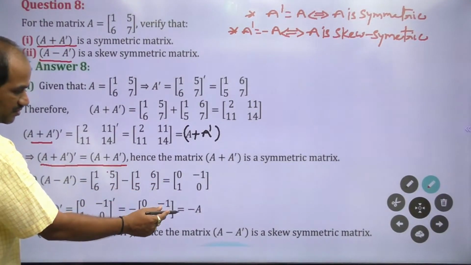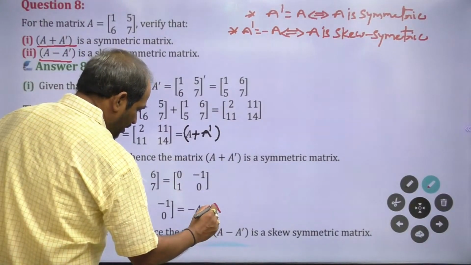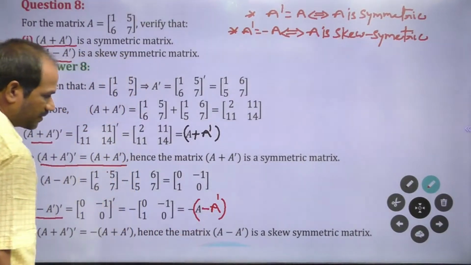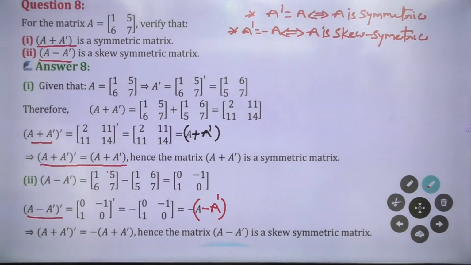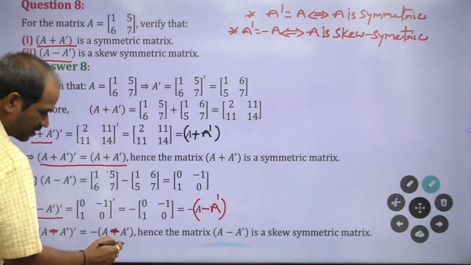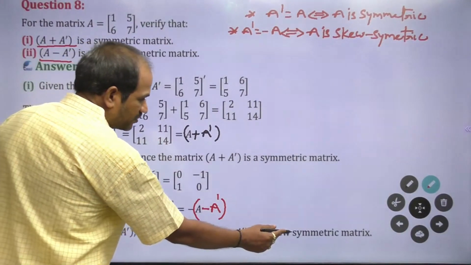So that is equal to minus of A minus A dash. This is minus, don't write plus. So (A minus A dash) whole dash is equal to minus of (A minus A dash). Hence the matrix A minus A dash is a skew symmetric matrix.